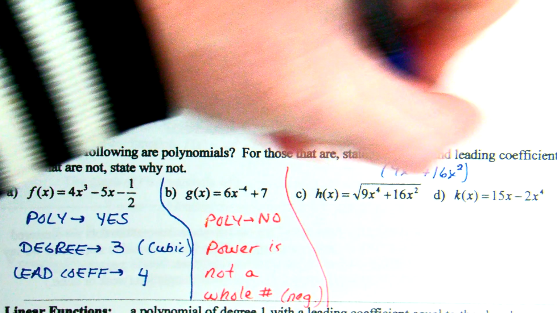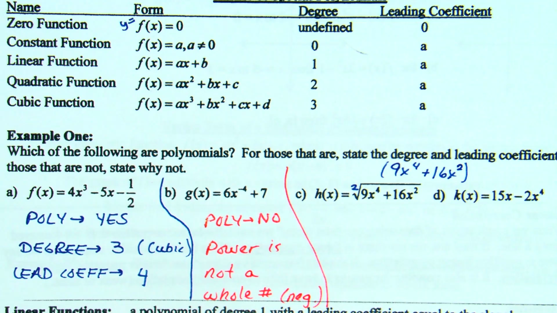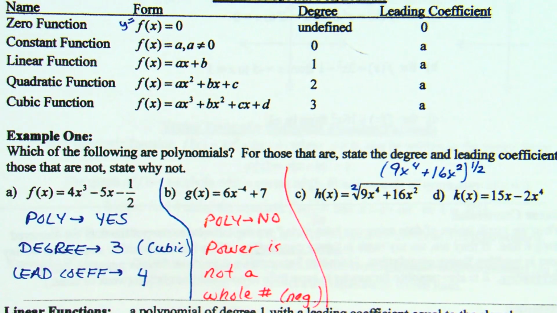Yep, power of 1/2. Because this square root has an index, that little number in the root, of 2. And so this would be to the power of 1/2. But when we talk about the power of 1/2, it's not a whole number.